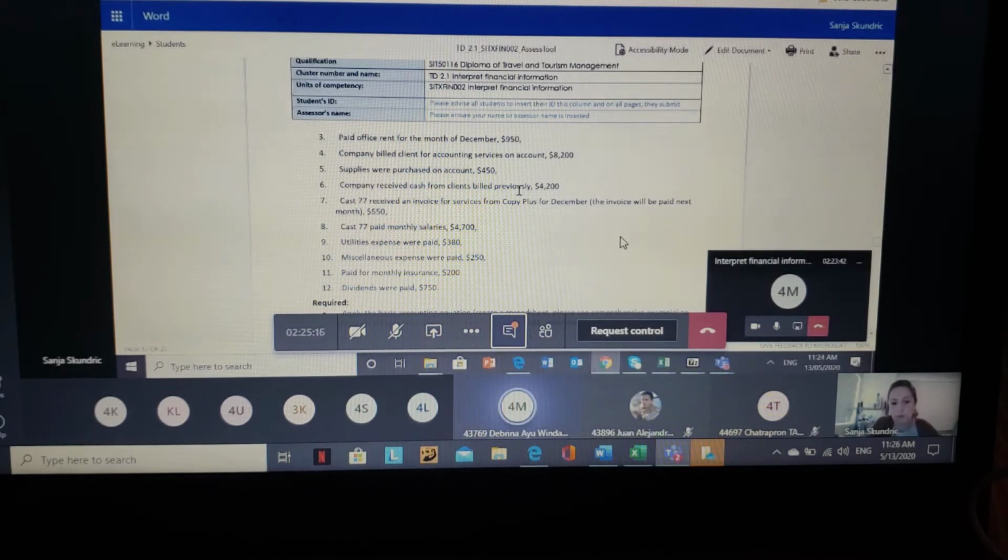So the ones that I'm still unsure about: Car 77 received an invoice for services from Copy Plus for December. The invoice will be paid in the next month, so that should be gone as well. Or maybe we can use that one as an asset, because apparently we're also CAT 77 as a company. We received an... oh wait, no, it's the other way around.